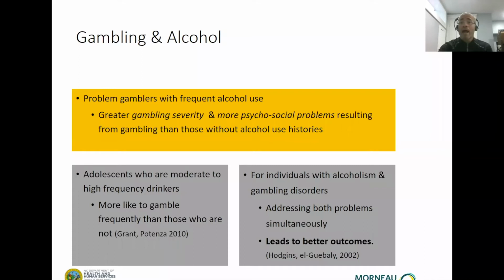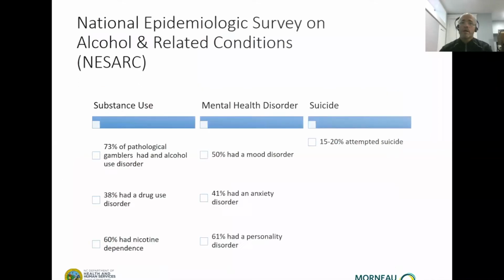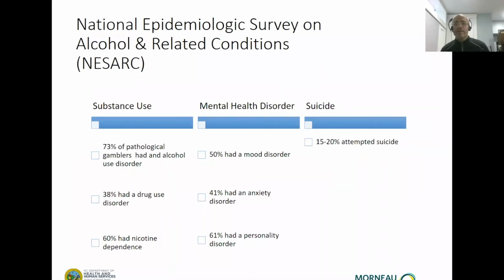In fact, Dr. Alex Blaszczynski, who did the pathways model, said the same thing: to treat both comorbid conditions concurrently. Now, I'm not saying that's always the case, but they both suggest that.